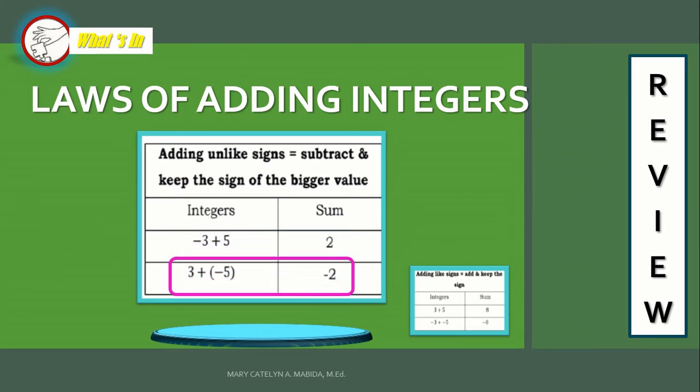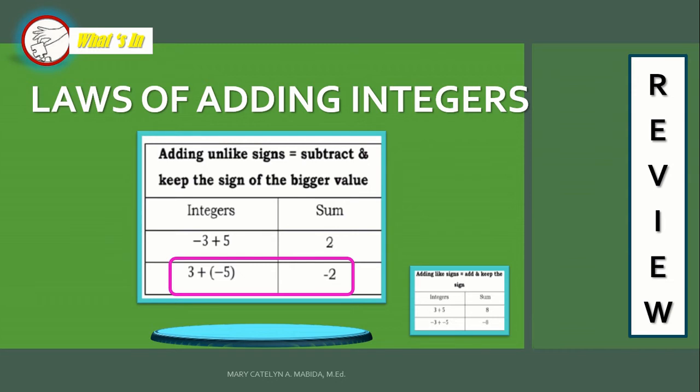Now this time, it is -5 that has the bigger absolute value. 5 has a bigger absolute value than 3. So, let's go and add them. 3 plus -5. Again, what are we going to do if they have unlike signs? Wow, you're great! We have to subtract them. 5 minus 3 is 2.